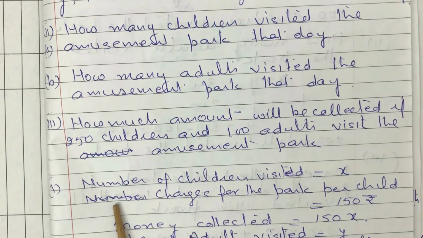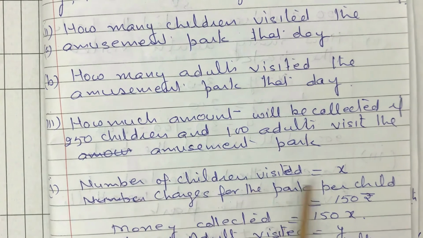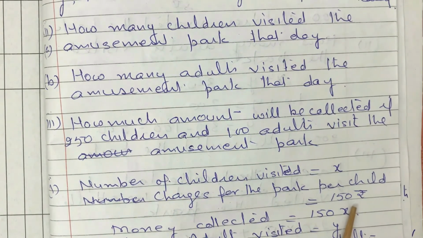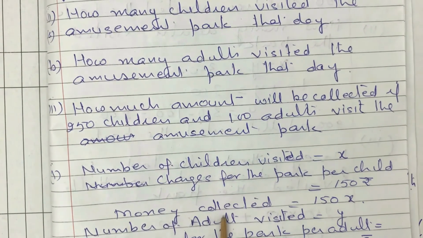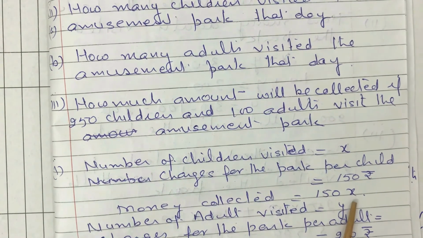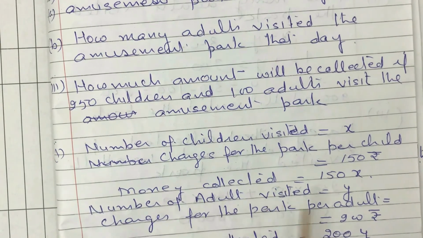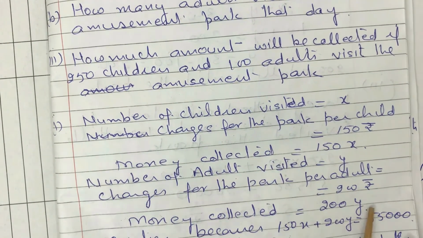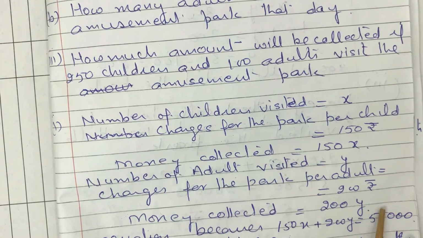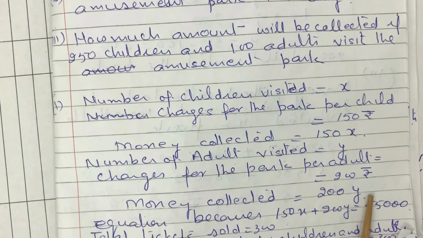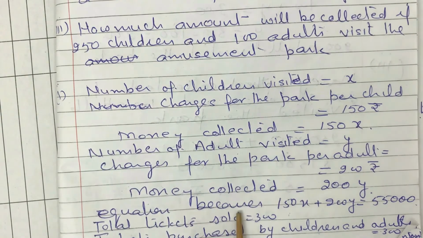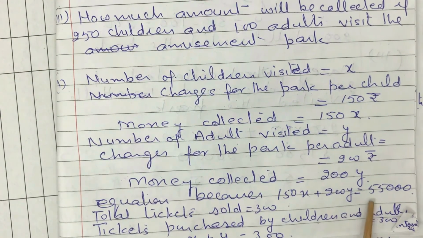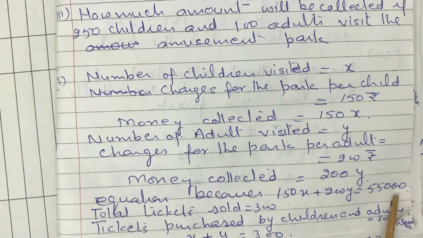Now answer of the first question is, number of children visited is X. Charges for the park per child is 150 rupees. So money collected on that day is 150x. Number of adults visited is Y. Charges for the park per adult is rupees 200. So money collected from the adults on that particular day is 200y. And the equation becomes now 150x plus 200y is equal to 55,000.